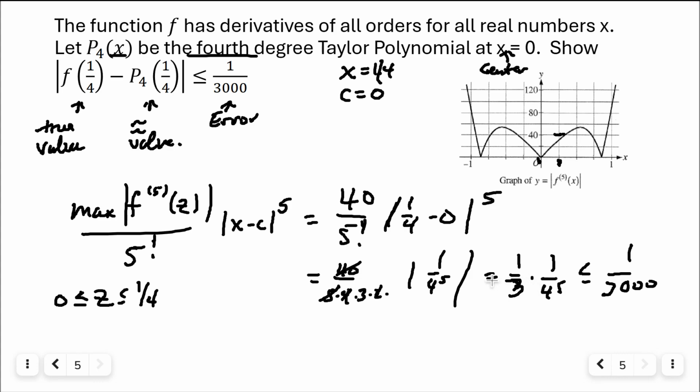So that is the use of Lagrange's error bound. And that's how Lagrange's error bound works. You're trying to find the maximum value for this numerator here between the center and the value you want to evaluate at. No matter how you need to find it. On a graph, you can find it algebraically, plug the numbers in, figure out which one's the max. All right? That's how it works.